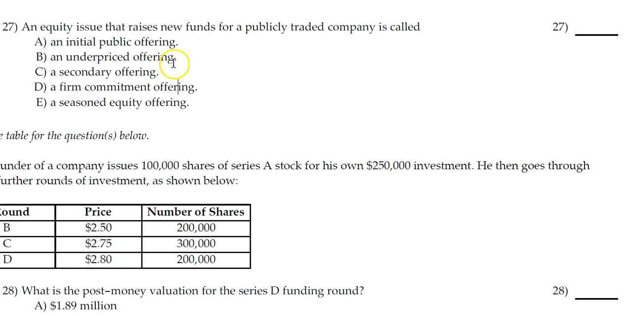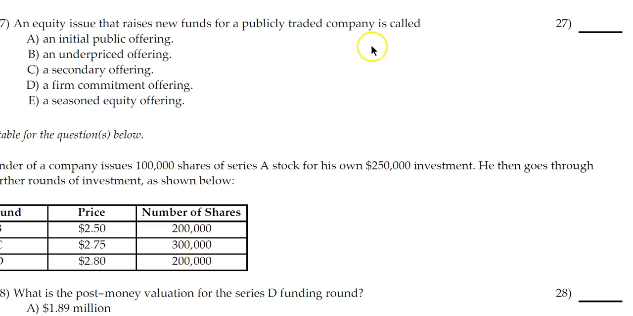Secondary offering is when in your IPO or in your seasoned offering, the current owners of the company are disposing of their shares. Firm commitment offering is describing the relationship between investment bank and the company regarding who is responsible for selling the shares, and in that case investment bank must sell all the shares. All right, let's look at the next question.